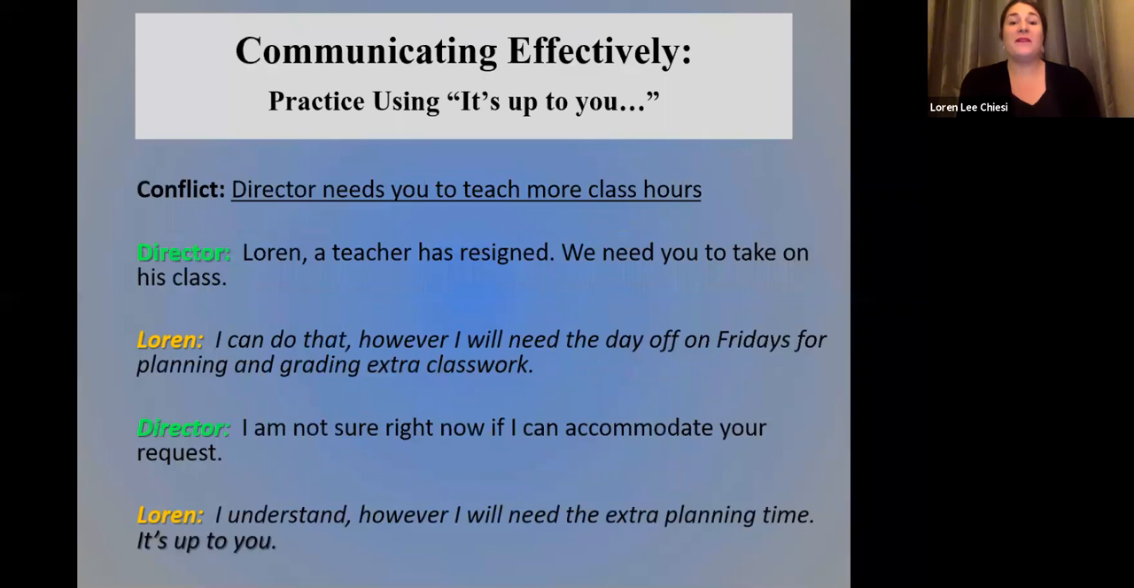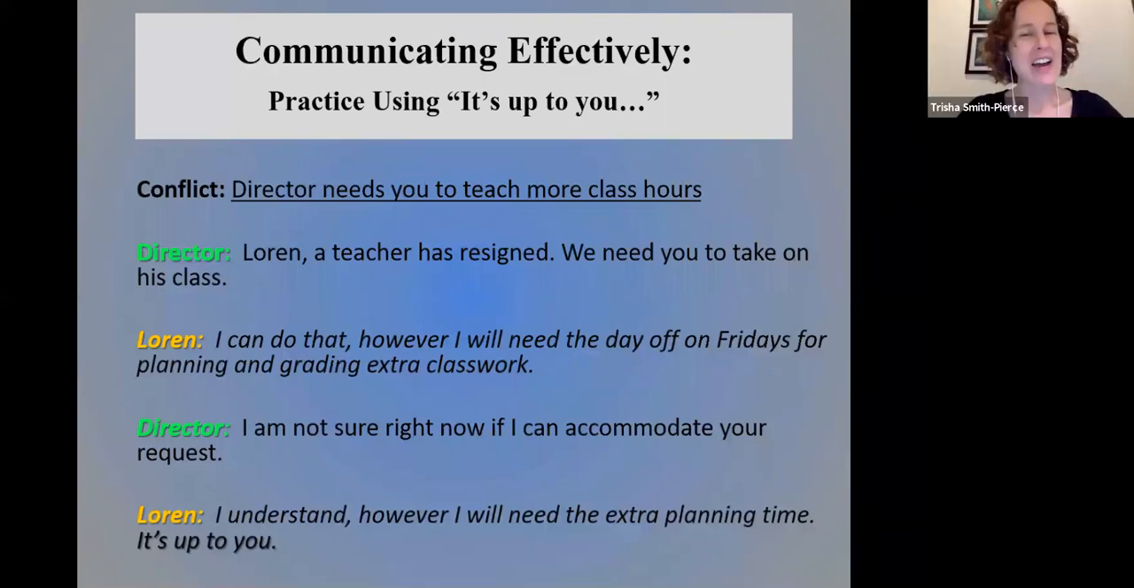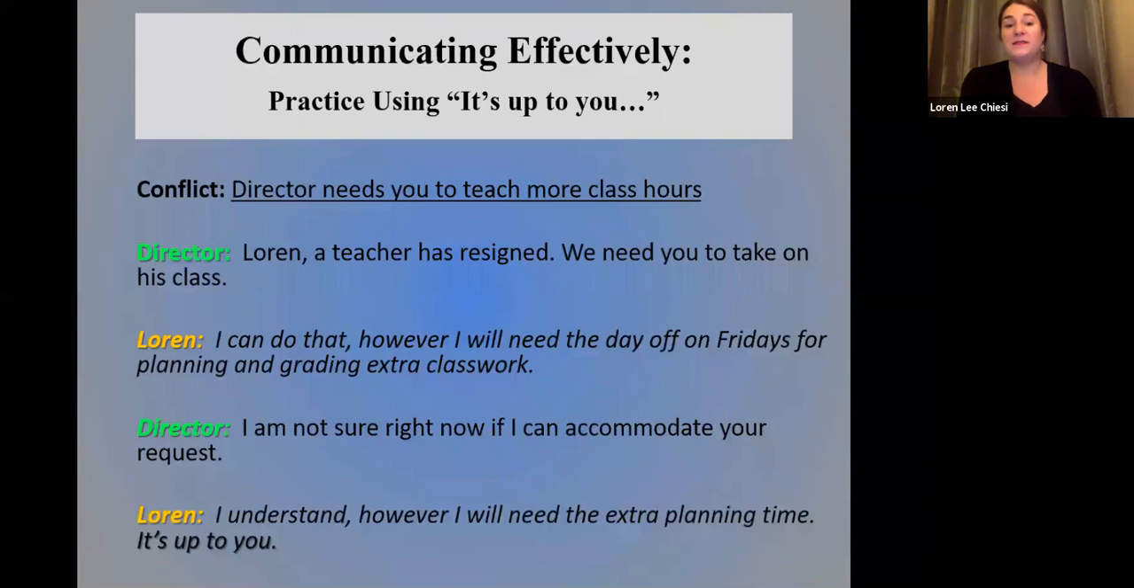I can do that. However, I will need the day off on Fridays for planning and grading extra work. I'm not sure right now if I can accommodate your request. I understand. However, I need that extra planning time. So it's up to you.